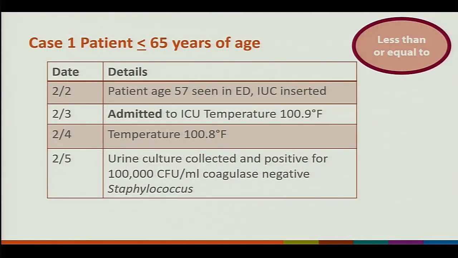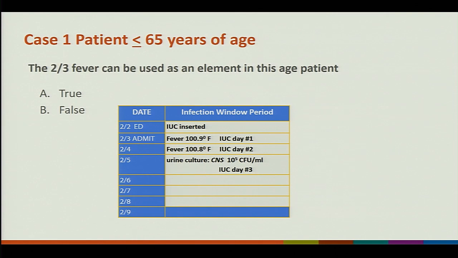So let's look at a patient less than 65 years of age. Our patient is 57 on February 2nd. They were admitted to ICU on February 3rd. He had a temp on the 3rd and the 4th. We got our urine culture collected and positive for greater than 100,000 coag negative staph. So the first question is, on 2.3, can the fever be used as an element in this age? Yes, it can. Remember, our patient is less than 65 years of age.